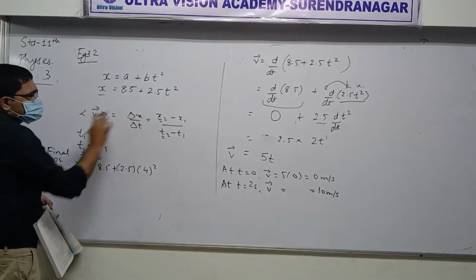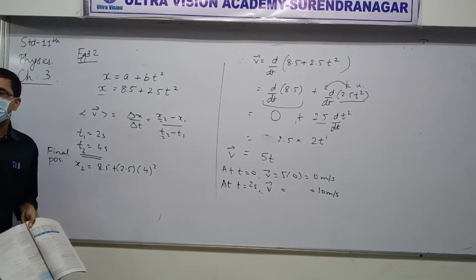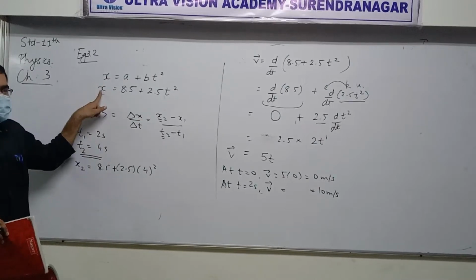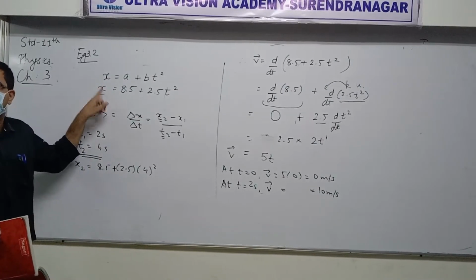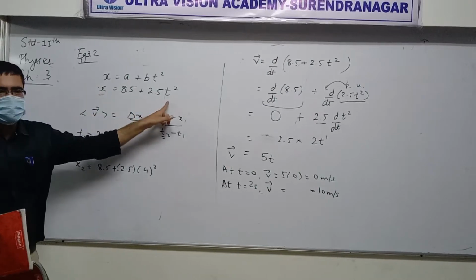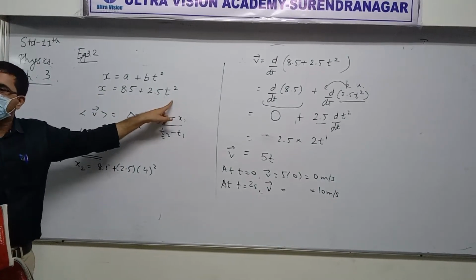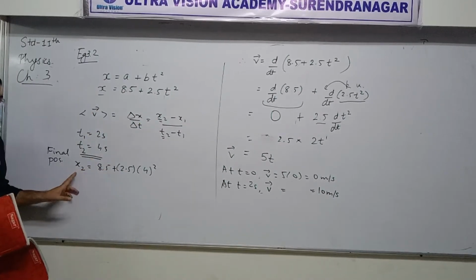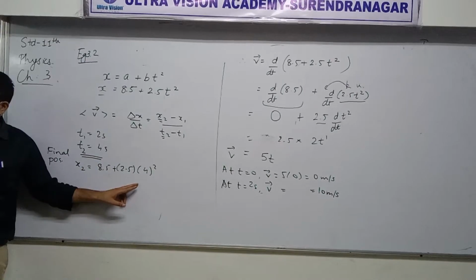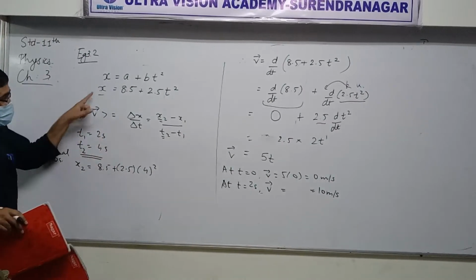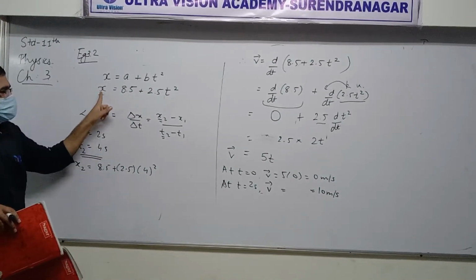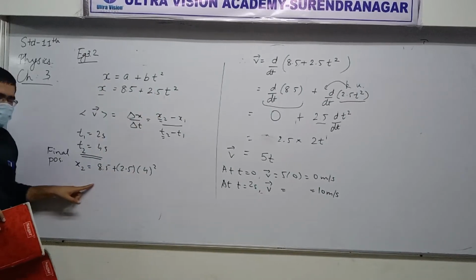Not clear? What is meaning of x2? Final position means at which time? At 4 seconds. So if I want to find x, the position at 4 seconds, what should I do to this expression? Put t equal to 4. Is that clear or not? Because we are finding the position at which time? At 4 seconds. Understood? Yes. We want to find the value of position when the time is 4. So that's why I put this.